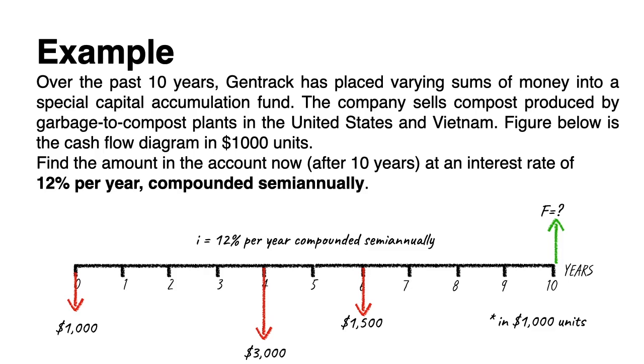So they wanted to know what is the amount in the account at the end of year 10 if the interest rate is 12% per year, which are compounded semi-annually. So every time you see the term compounded semi-annually ni, terus fikir, oh you kena pakai effective interest rate. Tak boleh pakai the general interest rate anymore.